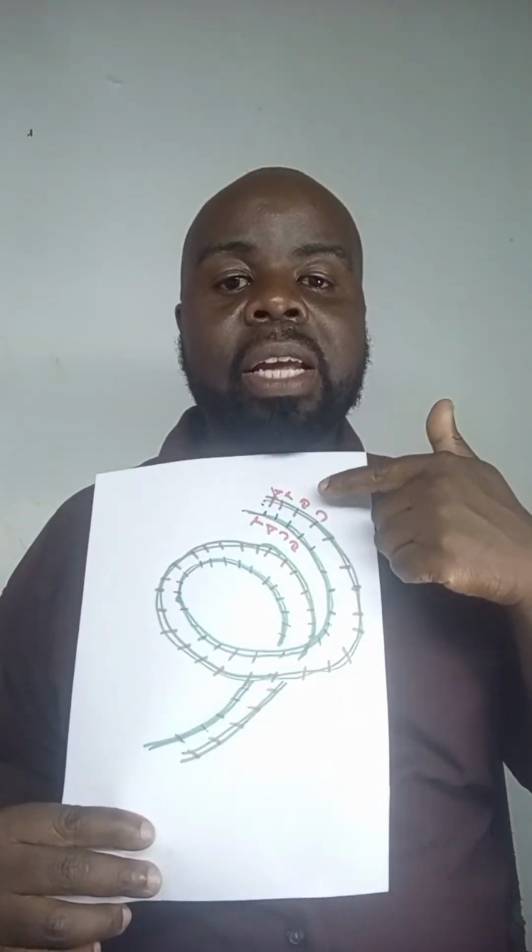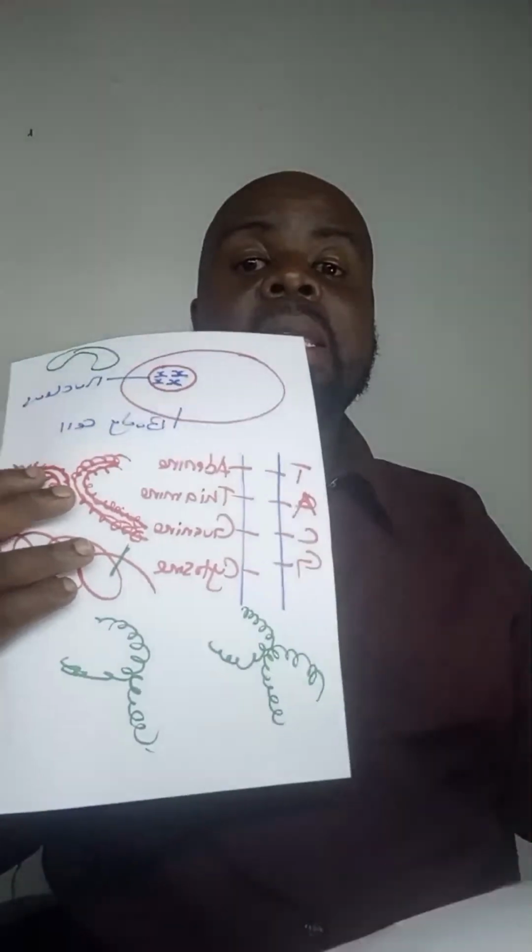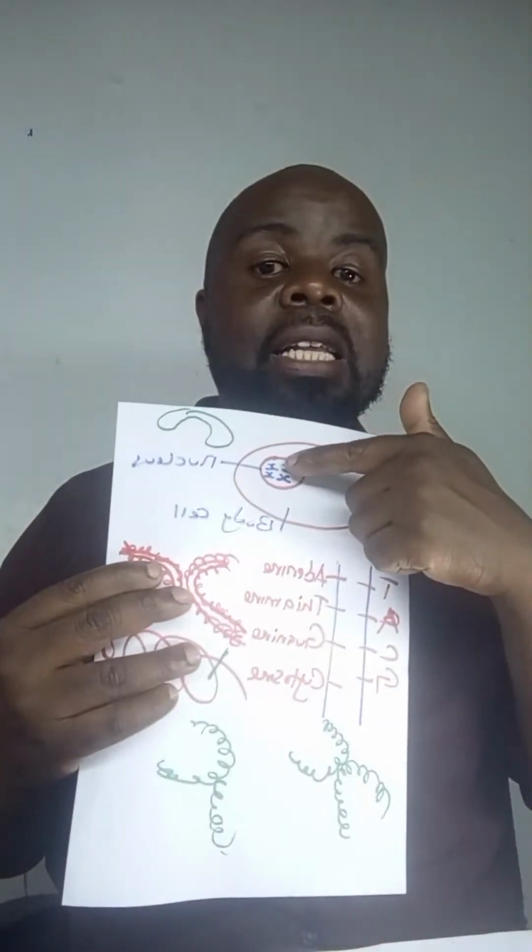Now, thymine, adenine, cytosine, guanine. Thymine, adenine, cytosine, guanine. The other side continues. Adenine, thymine, cytosine. You see, it continues to roll as it rolls itself like this until it forms this thing. And these things are the ones which are inside the cell.